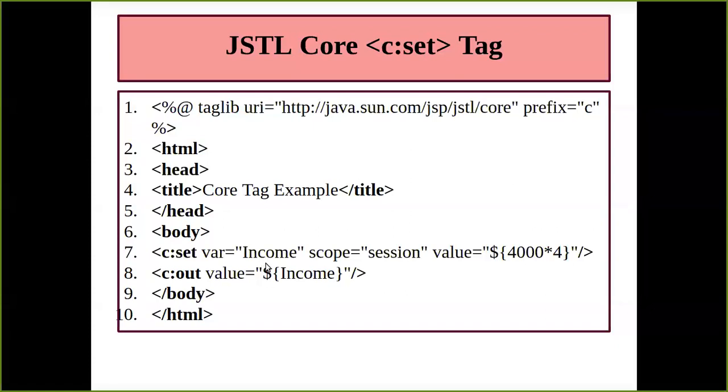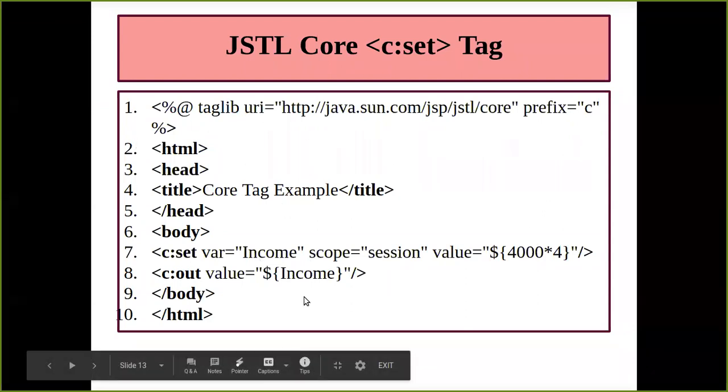Now I want to print that, so again I'm going to make use of which tag? Out tag. This is the attribute which is going to hold the value, which I'm going to call here, the variable called what? Income. Fine. So this is how you're going to make use of the set tag, or you can say your JSTL.